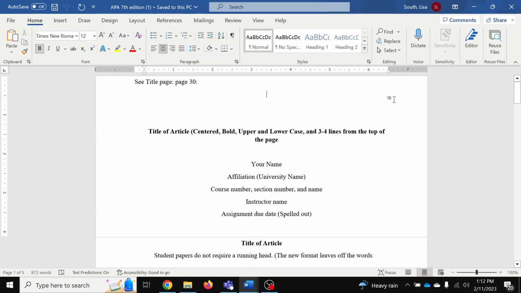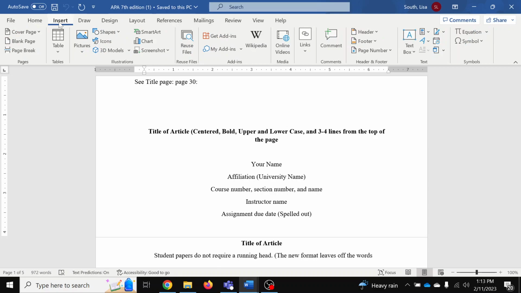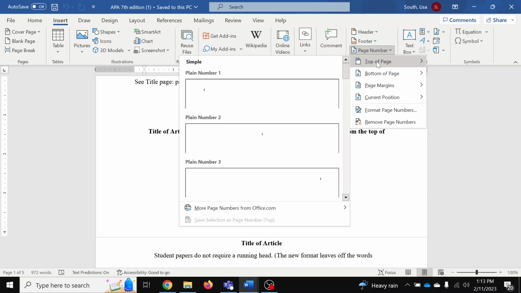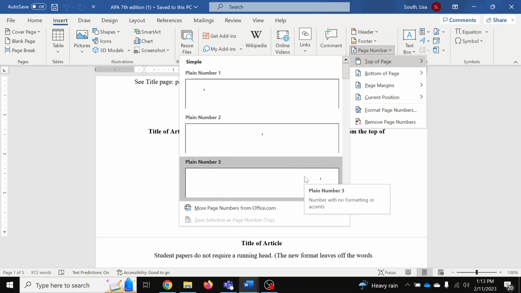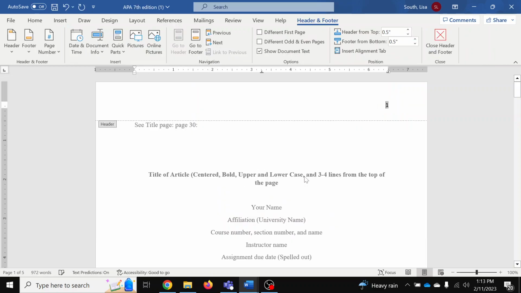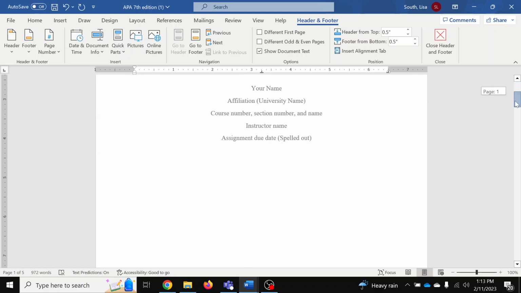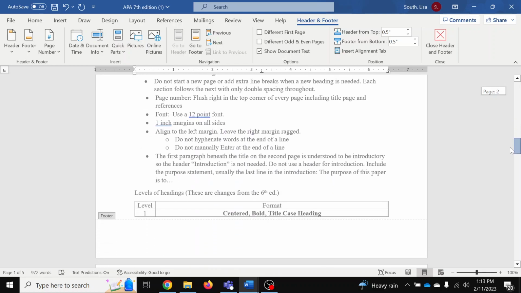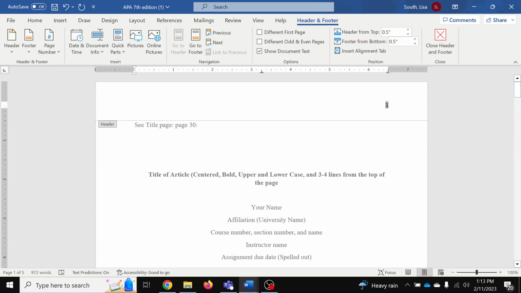Well, I'm going to not try to just type a 1 in here because it's going to get all messed up. I'm going to go and do insert, page number, and I want it to be on the top of the page always, and on the right margin. So now every page will put the page number. Let's look and see. Yes, there's 2, there's 3. That's what we want. So we've done that.